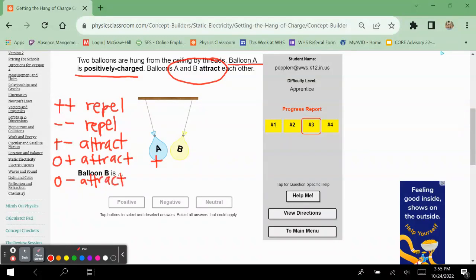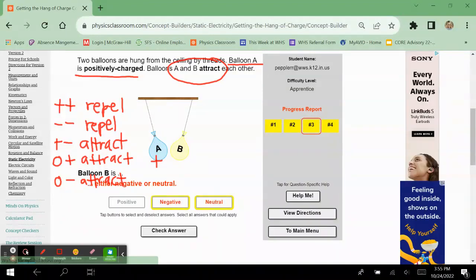Okay, so when we think about A being positive, positive charges are attracted to negative charges and attracted to neutral charges. So when I go to choose, I can choose more than one here. My answers are going to be negative or neutral. That doesn't mean that B is both negative and neutral. It means that it could be negative or it could be neutral given the information we have here.